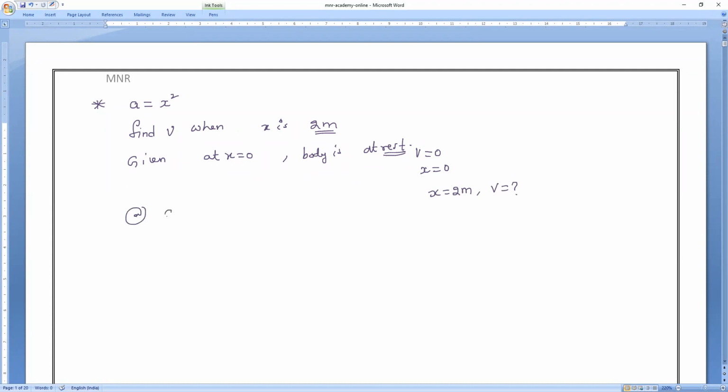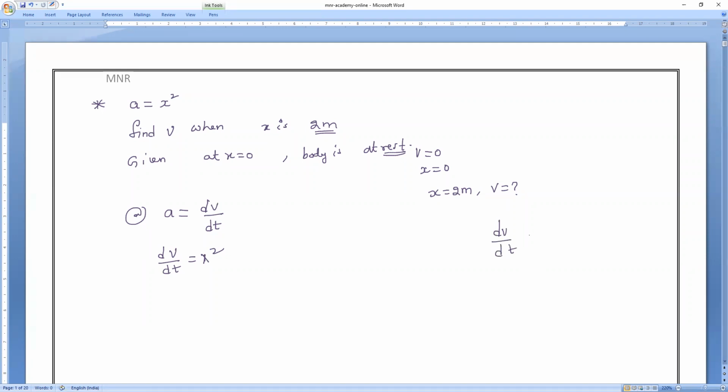The given function, acceleration, we all know the formula. What is the formula of acceleration? dv by dt. So dv by dt is equal to x squared, as it is acceleration. Now this dv by dt I can write in such a way, observe very carefully. That is the acceleration formula, I can write it like this.